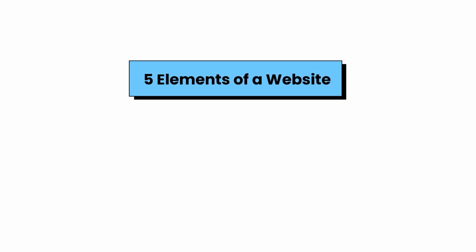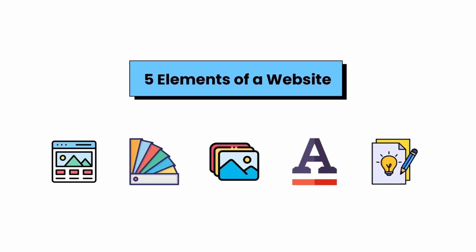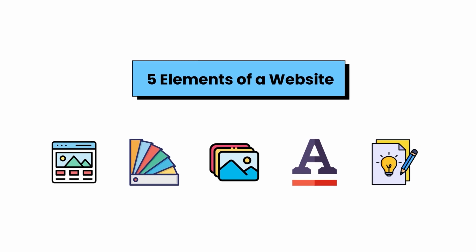So, the 5 key elements of a website are layout, color, graphics, font, and content. Master these, and you'll be on your way to creating stunning designs.